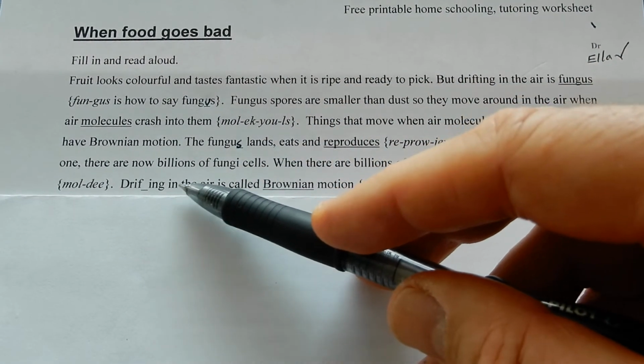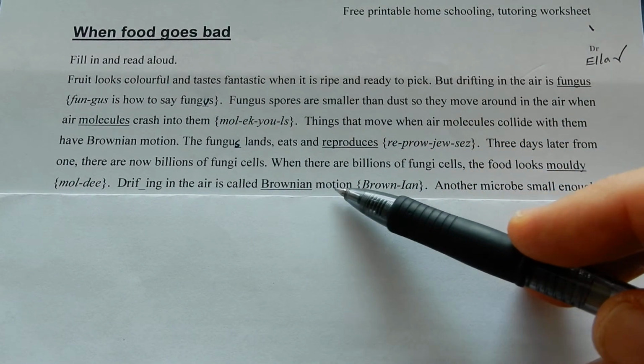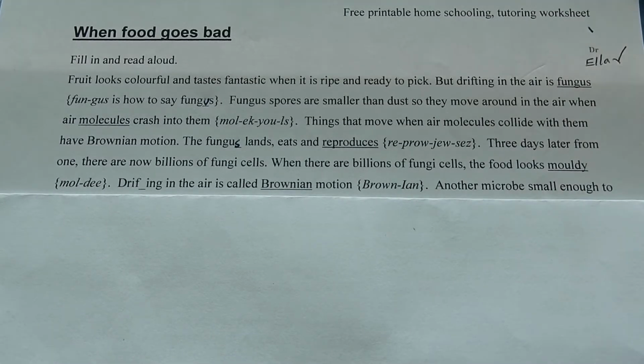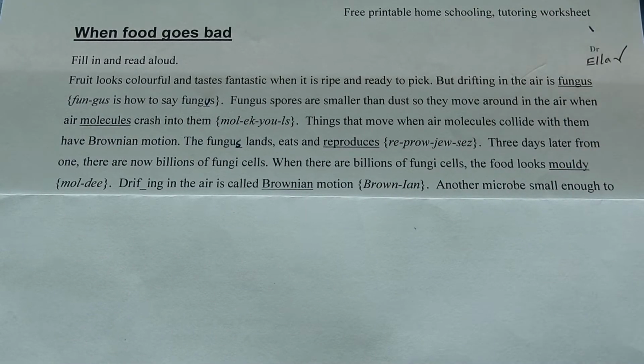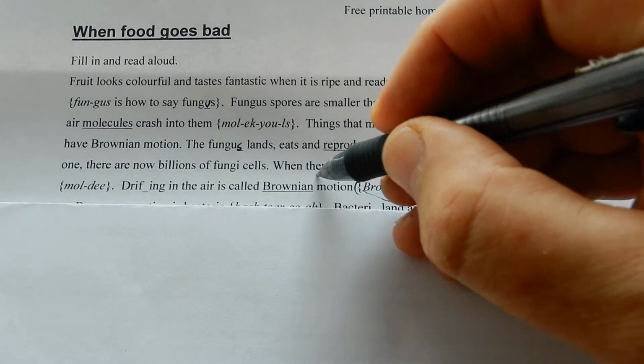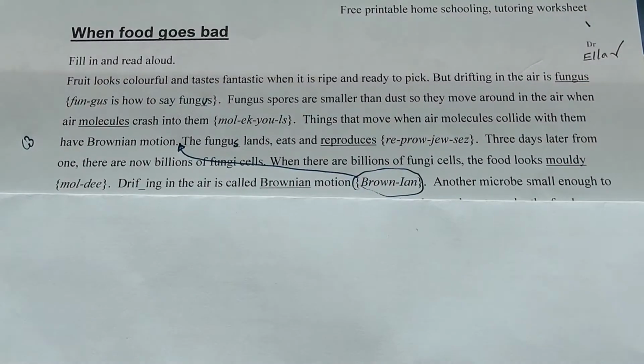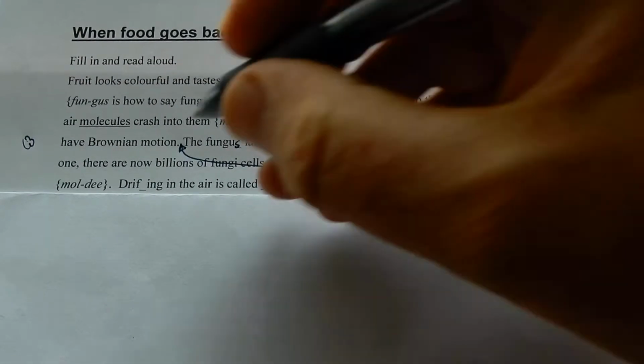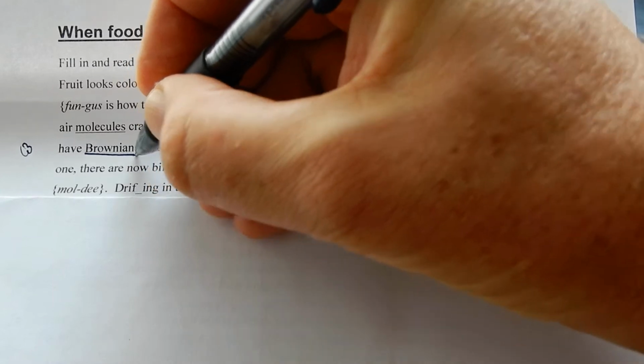When there are billions of fungi cells, the food looks moldy. Drifting in the air is called Brownian motion. Oops. That's got to go there, see? And that's got to underline.